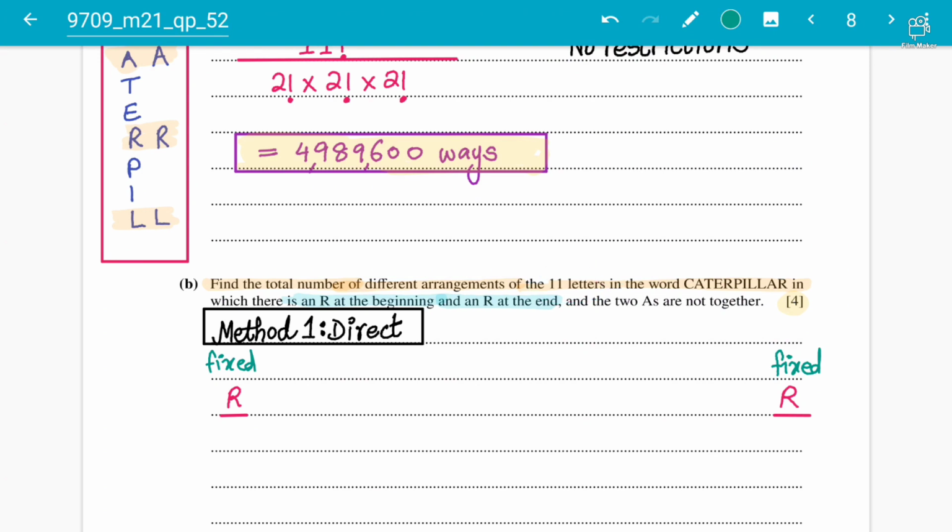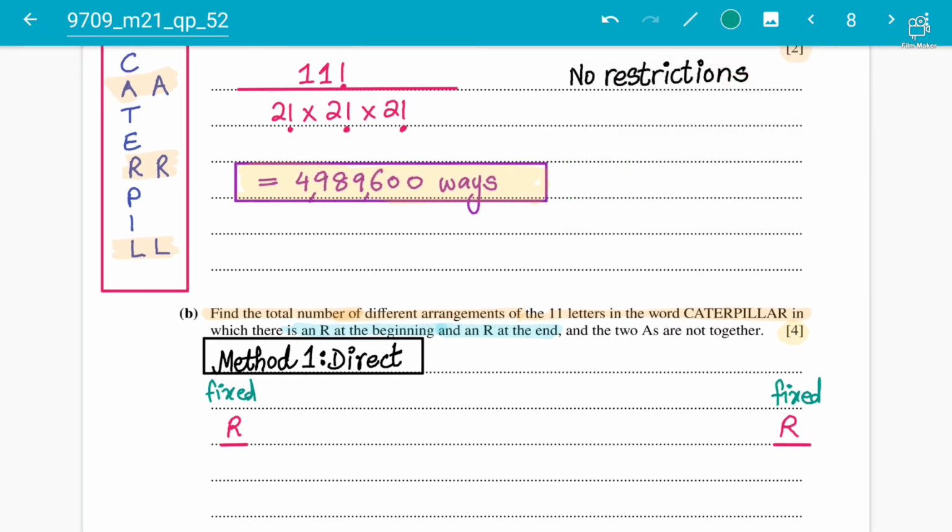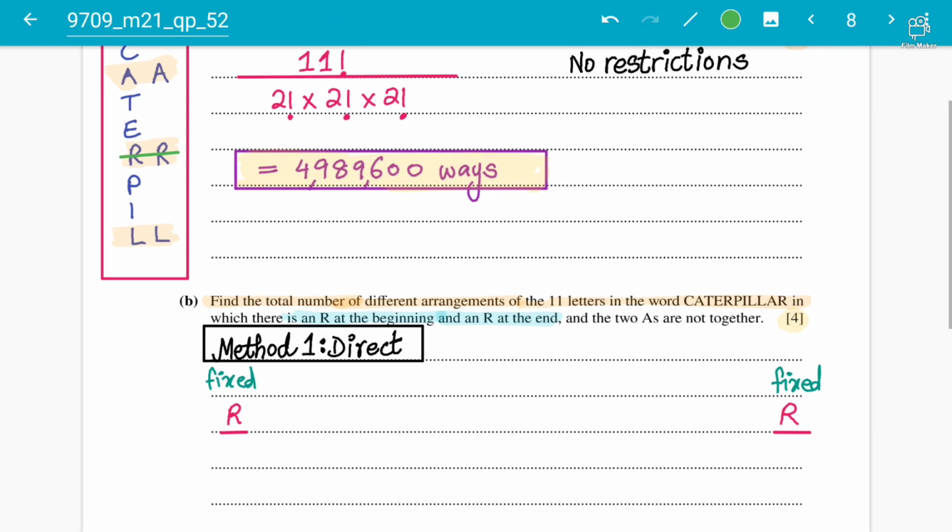Out of the 11 letters, students need to understand that these two letters, the R's, are done, because one is coming at the beginning and an R at the end. So this is fixed, and there are no other possible options for them. Now we are left with the 9 letters remaining.